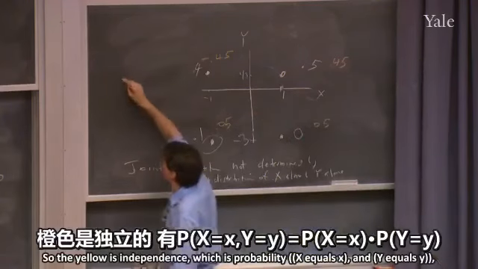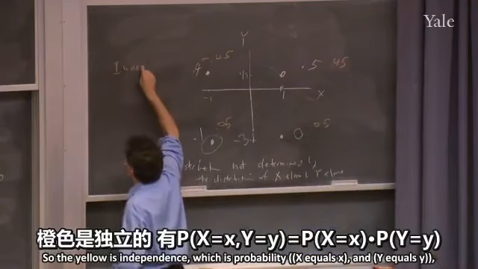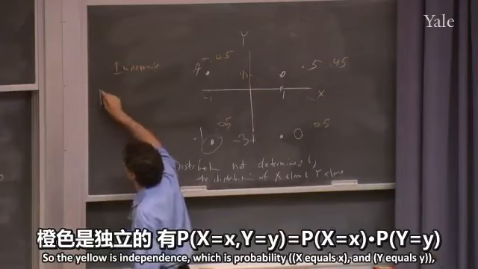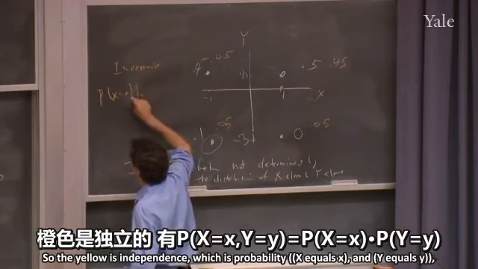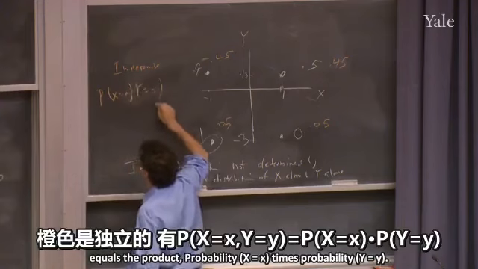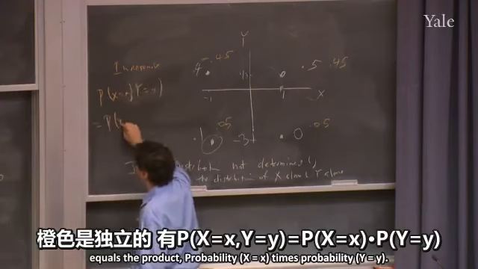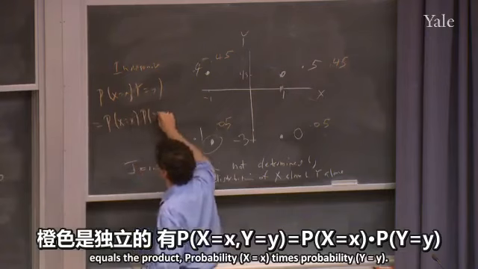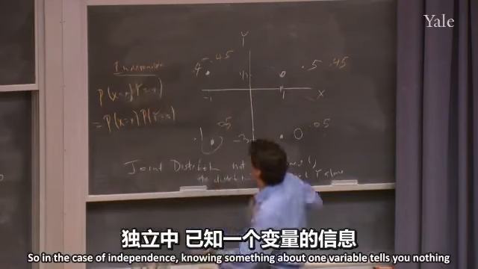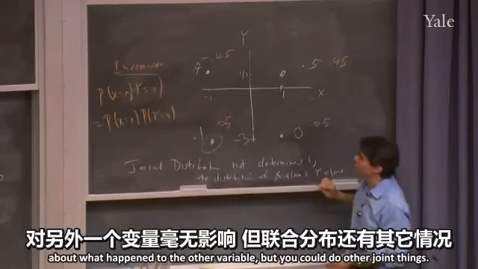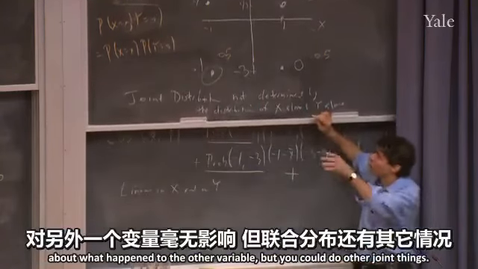So the yellow is independence, okay, which is probability x equals x and y equals y equals the product, probability x equals x times probability y equals y. So that's the case of independence. So in the case of independence, knowing something about one variable tells you nothing about what happened to the other variable. But you could do other joint things.